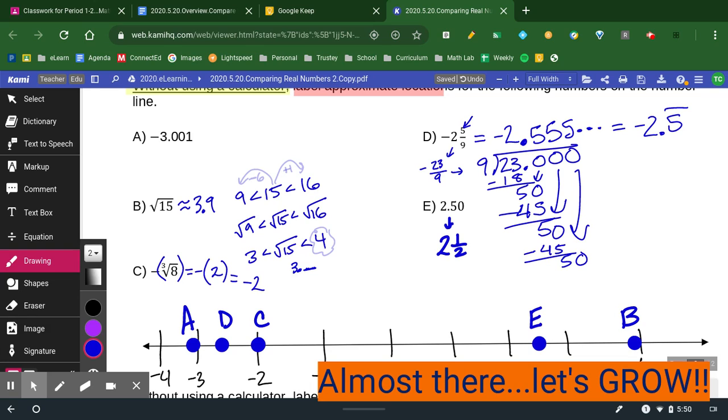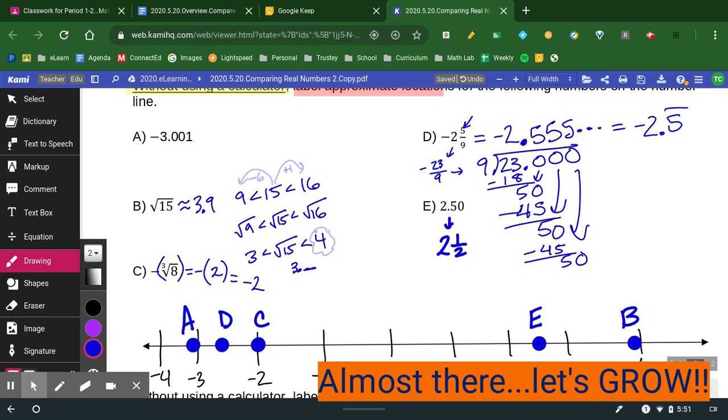So what we do is we're using our number line to just approximate it. And if they didn't ask us to put this in order, we could say A is less than D, which is less than C, which is less than E, which is less than B, just by making small decimal or fractional estimates of these amounts.